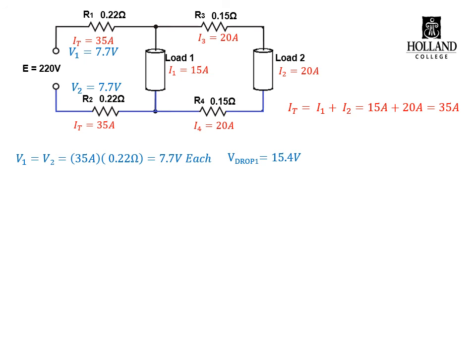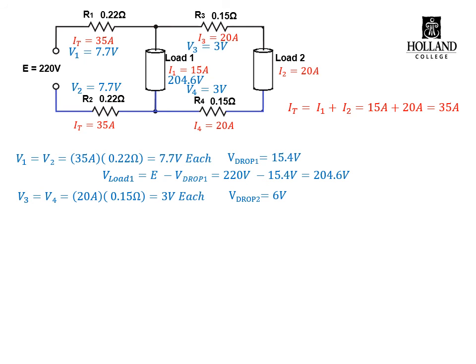We can now calculate the voltage drops on those feeder wires in the first loop, which gives us 7.7 volts each for a total voltage drop of 15.4 volts. Having that calculated, we can now figure out what the load voltage would be. If we take our source, about 220, subtract our voltage drop of 15.4, our load 1 will only get 204.6 volts. Calculating out the voltage drop in the second loop, we get 3 volts on each line for a total voltage drop of 6 volts. Taking our load voltage of 204.6 and subtracting 6 volts, we end up with a second load voltage of 198.6.